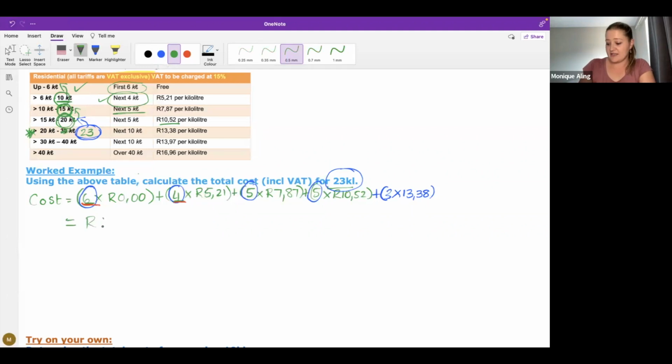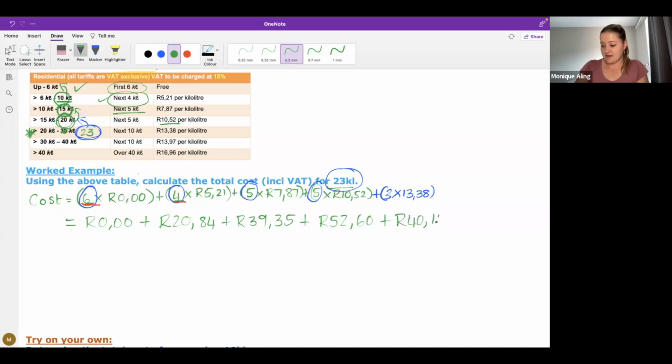First bracket is 0 Rand, plus the next bracket equals 20,84, plus 39,35. So all I'm doing now is just showing you the answers of each bracket, because we like to show all our steps. And once you work it all out and add it together, you get 187,58.